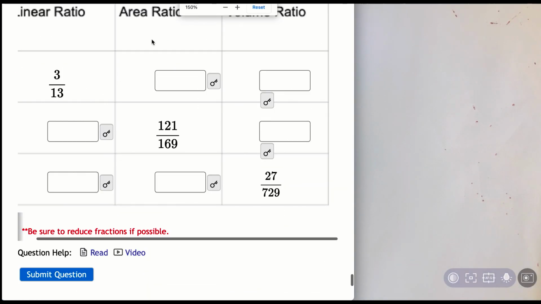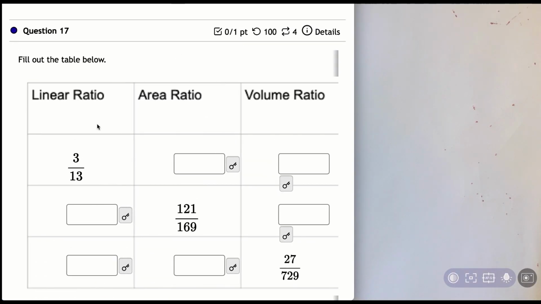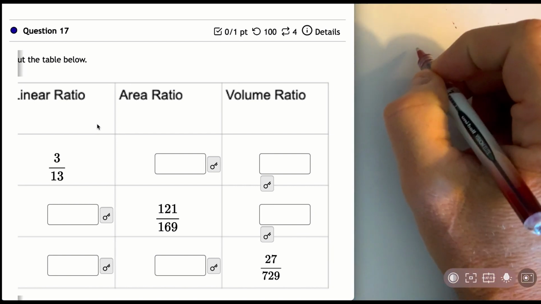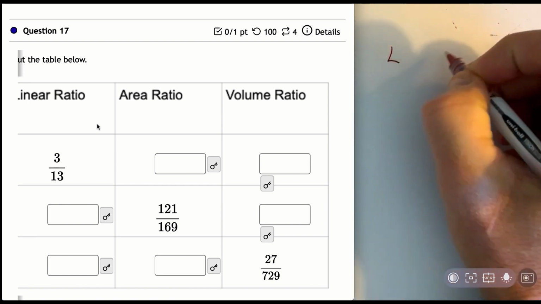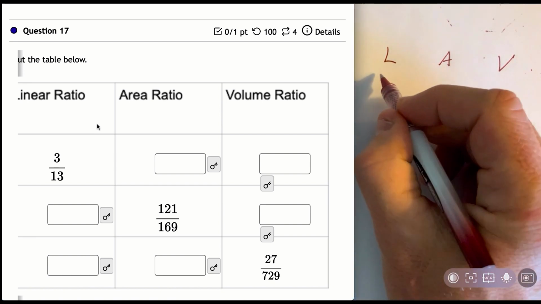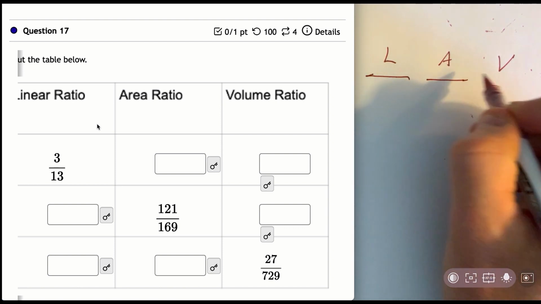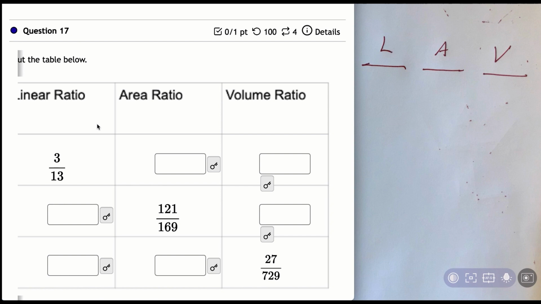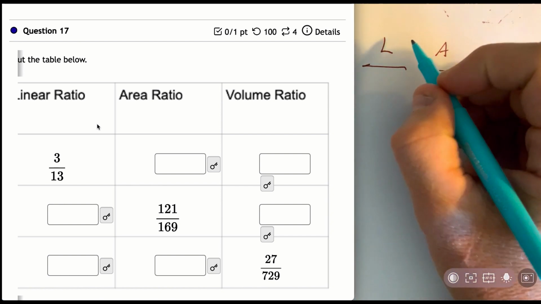As I'm looking at a question like this that has different ratios, a linear ratio, an area ratio, and a volume ratio, I would encourage you, when you do problems like this, to just write down L, A, V. The L stands for linear measurements, A stands for area measurements, and the V stands for volume measurements.